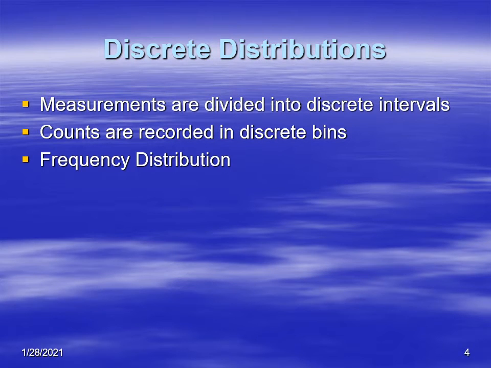Discrete distributions are ones which have really well-defined intervals or bins, and we count the number of items that occur in those bins, and that gives us a frequency distribution.